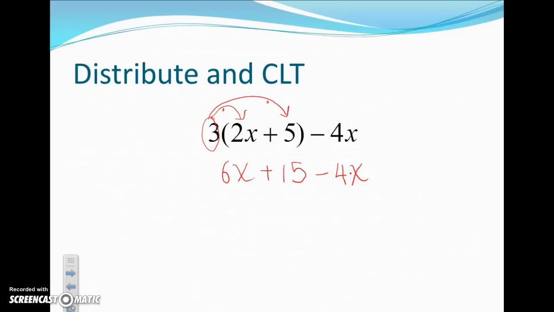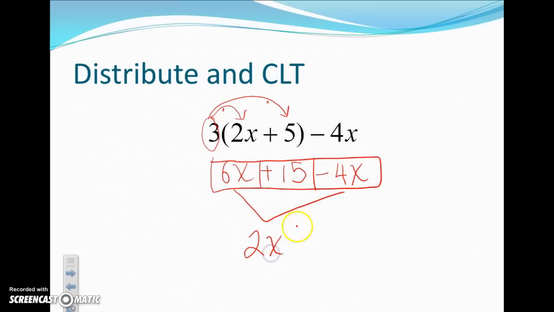Now, all you need to do is combine like terms. Box it up. So 6x minus 4x will give you 2x. Bring down 15. That's going to be your final answer.